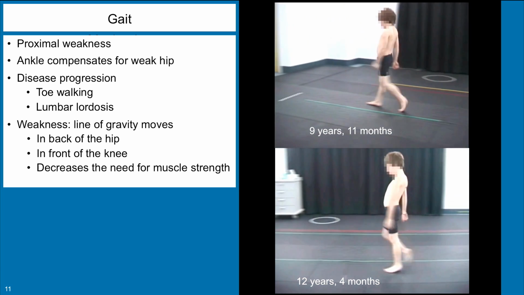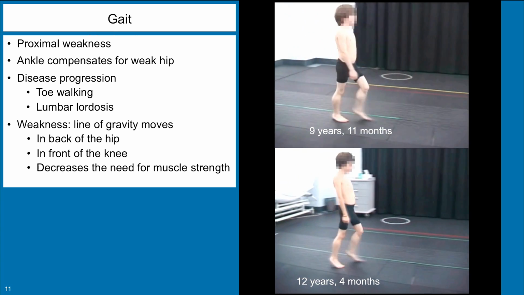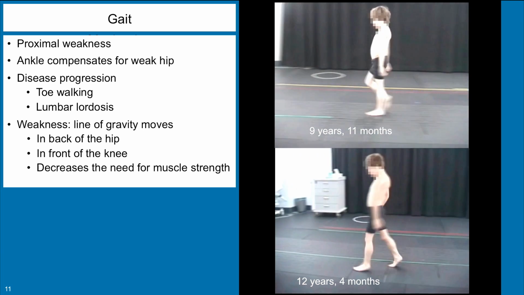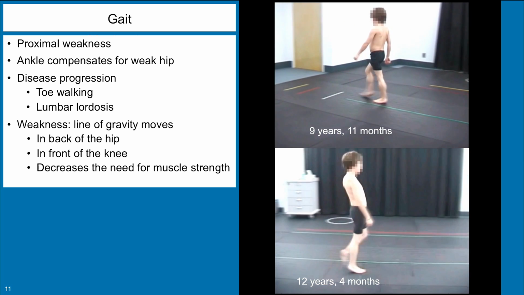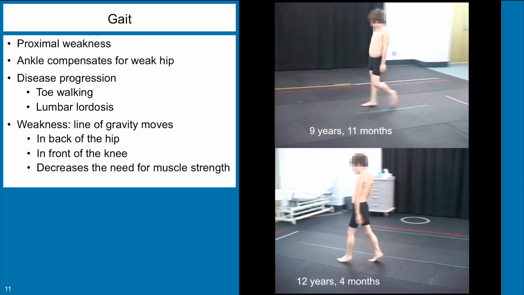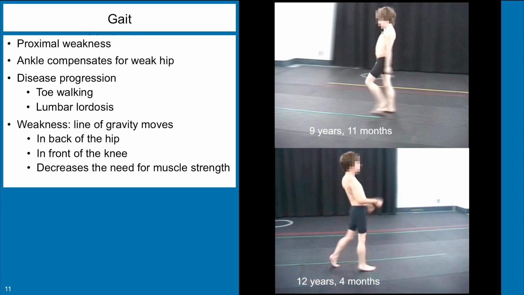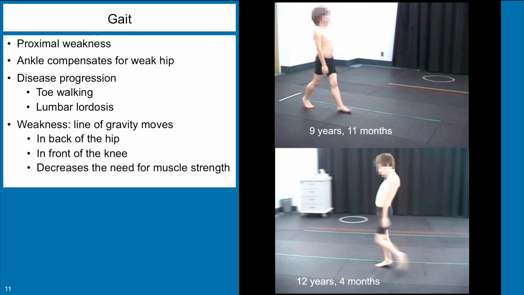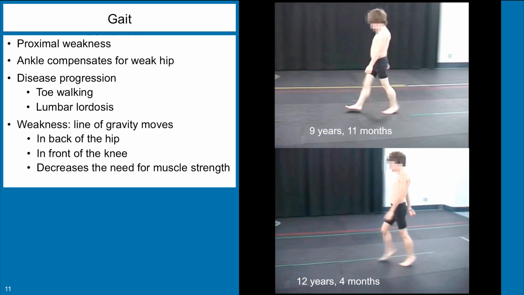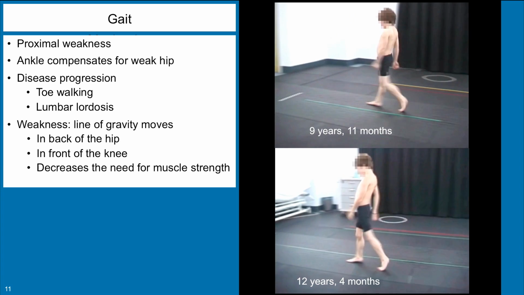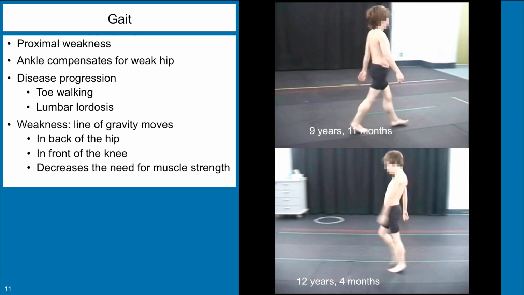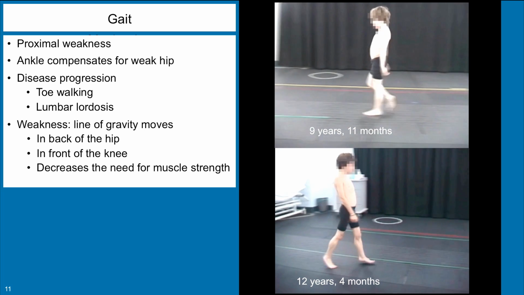But when we look at the same child at 12 years, we can see that he's really toe walking a lot now, that we don't even see the heel touching the floor, and you can really see that sway in his back, or the lumbar lordosis. And by doing this, this compensation is at the ankle and the trunk, he's moving the line of gravity in back of the hip in front of the knee, and that's decreasing the need for muscle strength at these joints. And I'm going to show you some of these ground reaction force vectors in subsequent slides.